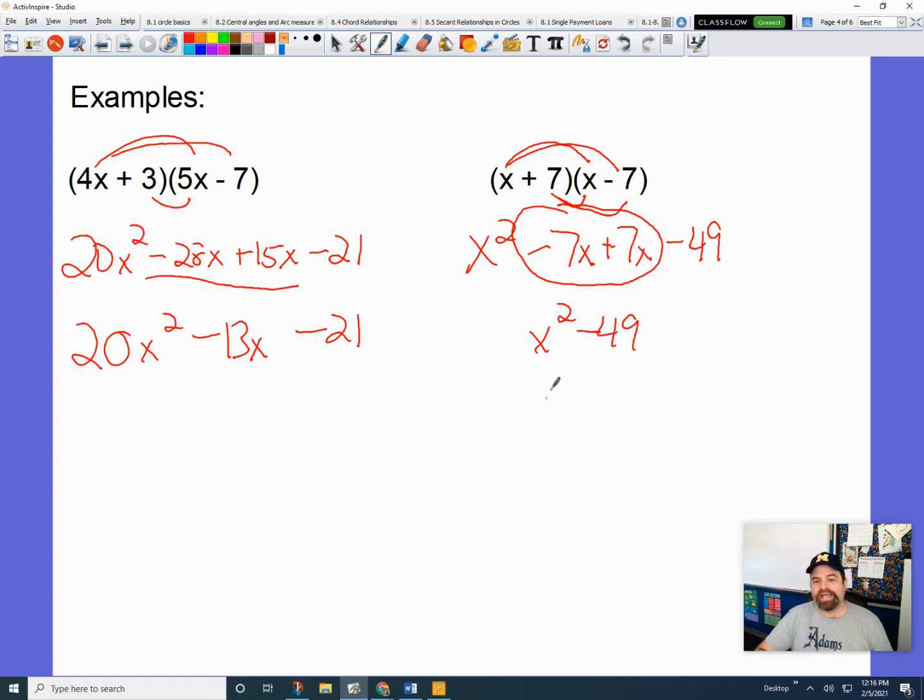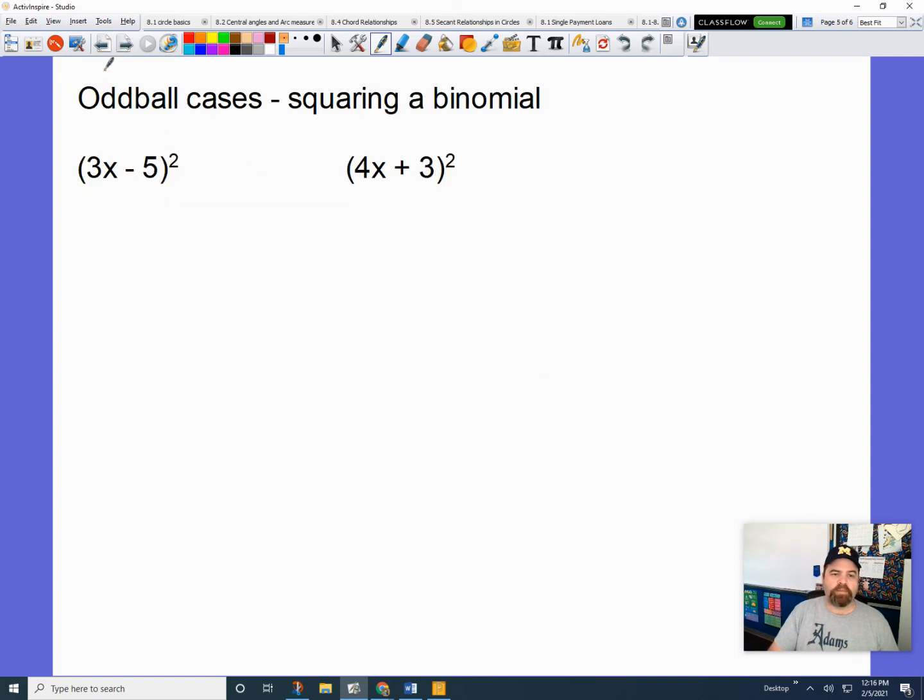This is actually called a difference of two squares. A difference because you're subtracting, and x squared is a perfect square, and 49 is a perfect square. That'll come back up in our next unit, unit 7. But if you get a 0 term, you don't need to put it in your answer. So my answer is a quadratic binomial. Throw that vocab out there again.